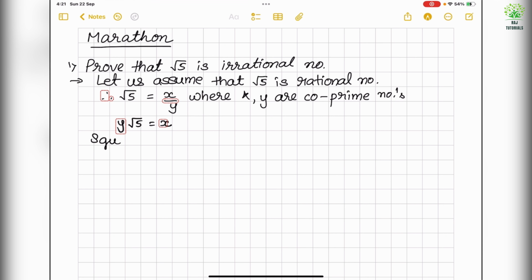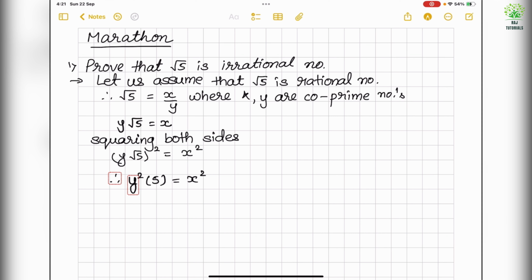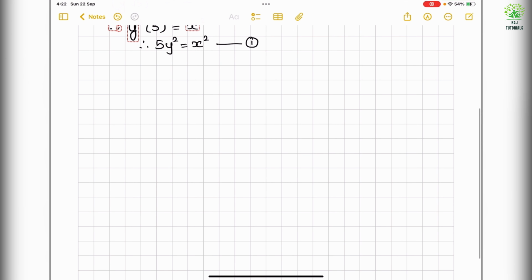Now, if I cross multiply, y root 5 equal to x. Now squaring both sides, I can say y root 5 whole square equal to x square. So therefore y square into 5 equal to x square, so 5y square equal to x square. I am calling this equation 1.